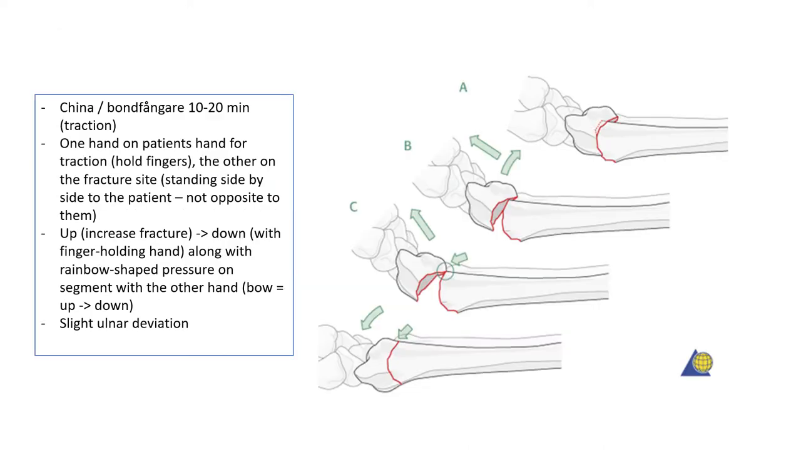So just to recap, the Colles fracture, the distal radius fracture: first of all, you bend it up, you apply traction, and then you go up, and then you pull it down. And here they want you to do just a little bit of ulnar deviation. That might be good. That's what we were taught in the course to do.